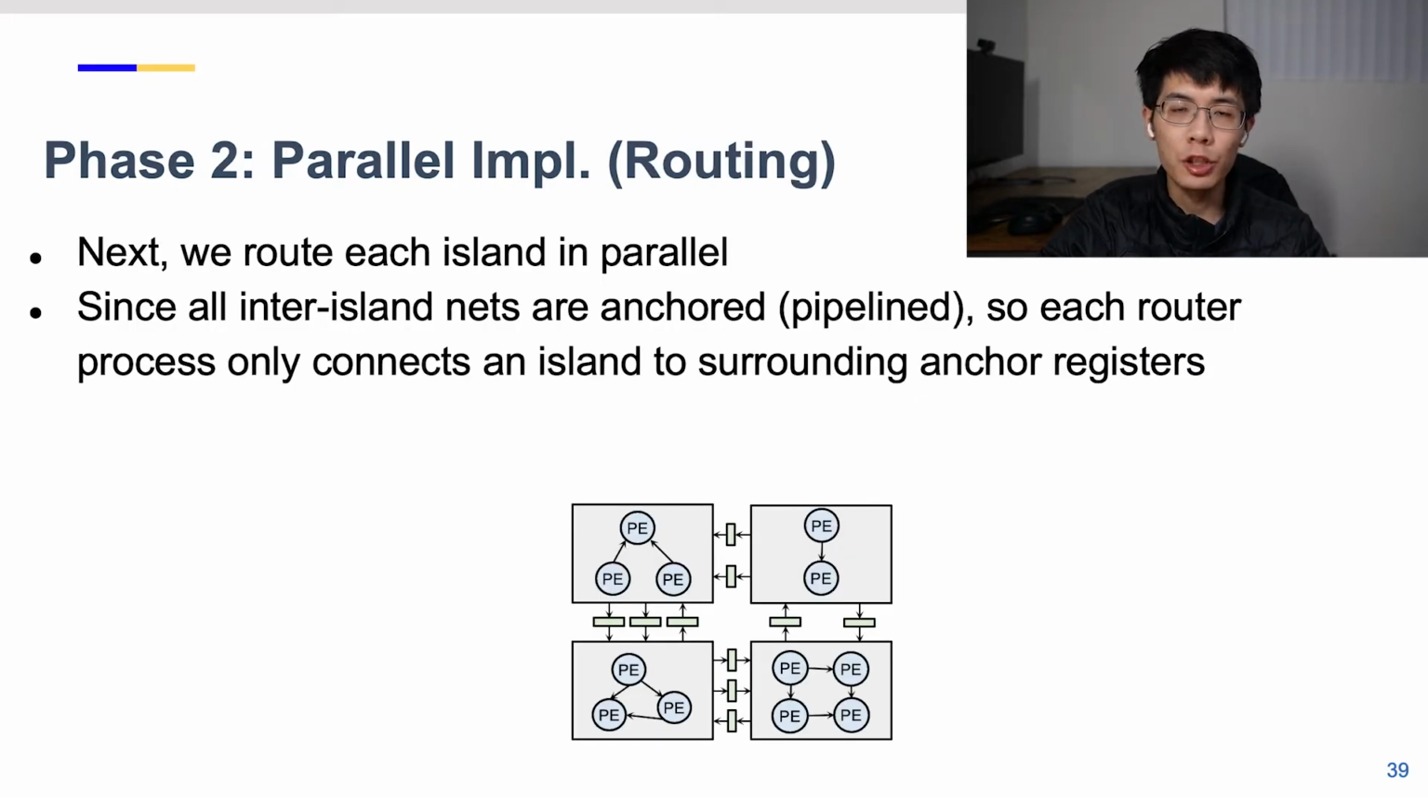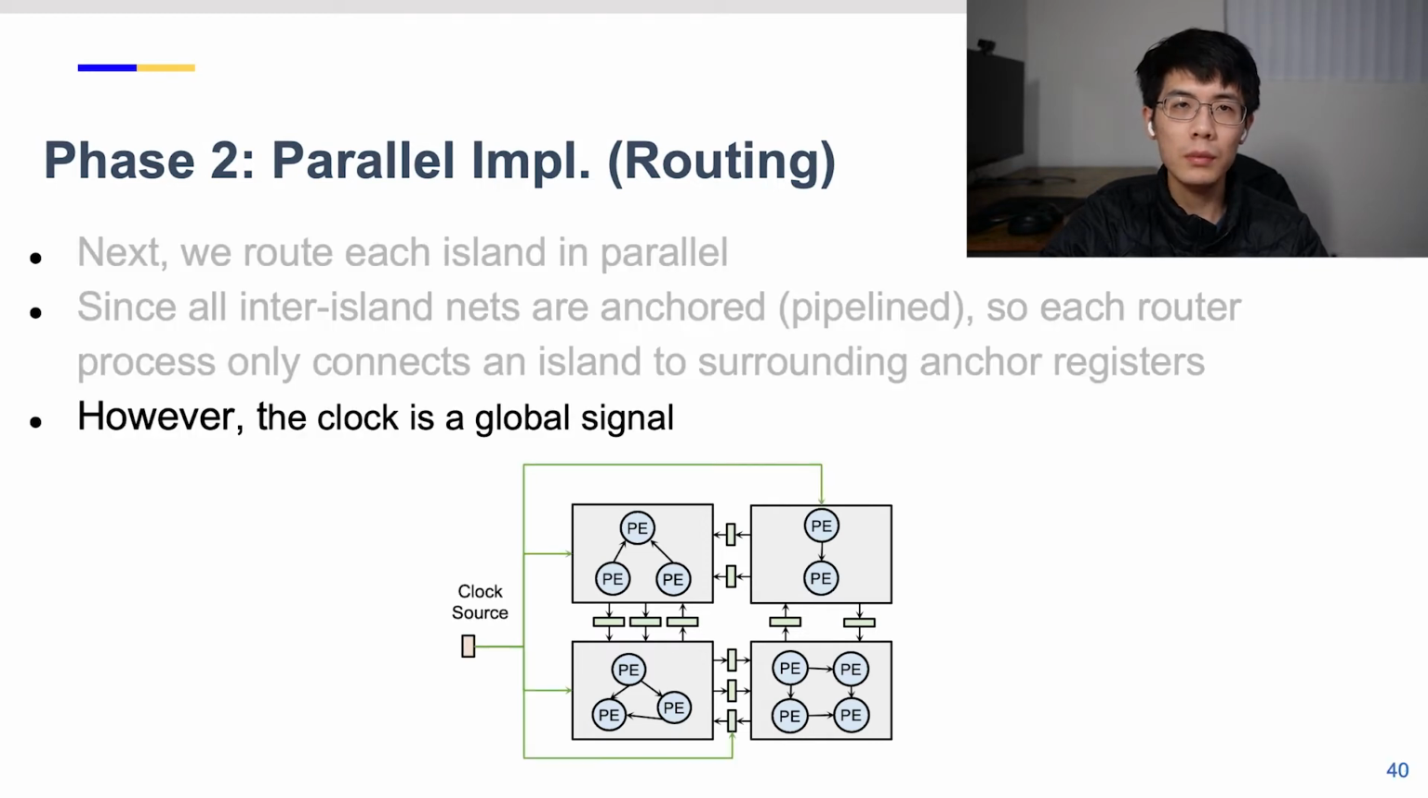Next, we present the challenges and solutions in parallel routing. Since all inter-island nets are anchored or pipelined, each router process handles one island and connects it to the surrounding anchors. However, there is one global signal remaining, that is, the clock signal.